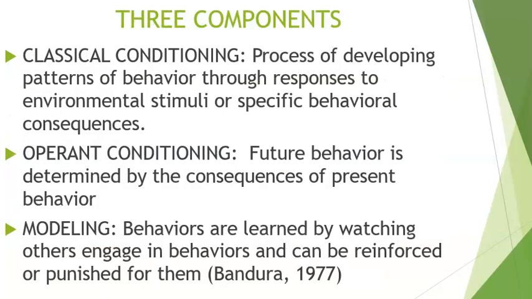Three components: classical conditioning, which is a process of developing patterns of behavior through responses to environmental stimuli or specific behavioral consequences. We have operant conditioning, which says that future behavior is determined by the consequences of present behavior. And then there is modeling. Behaviors are learned by watching others engage in behaviors and can be reinforced or punished for them.